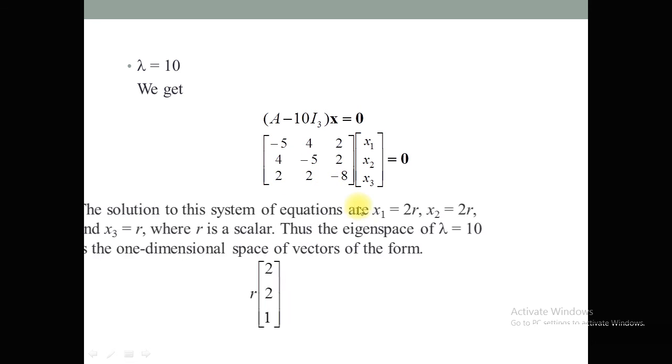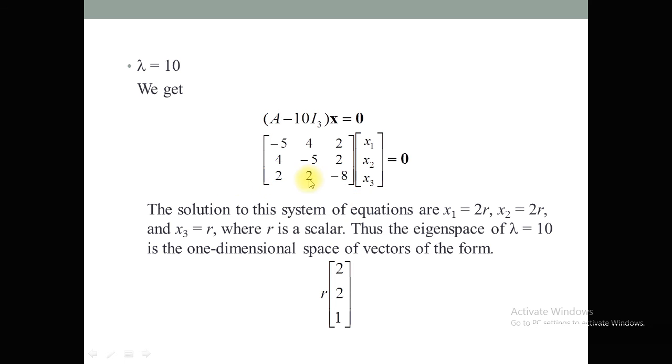Then you can easily find the solution of the system, like you see over here, x3 is equal to r, x1 is equal to 2r, and x2 is equal to 2r. Then write this in the column matrix, like you see over here, 2r, 2r and r. So taking common r, (2, 2, 1) is the eigenvector corresponding to the eigenvalue.